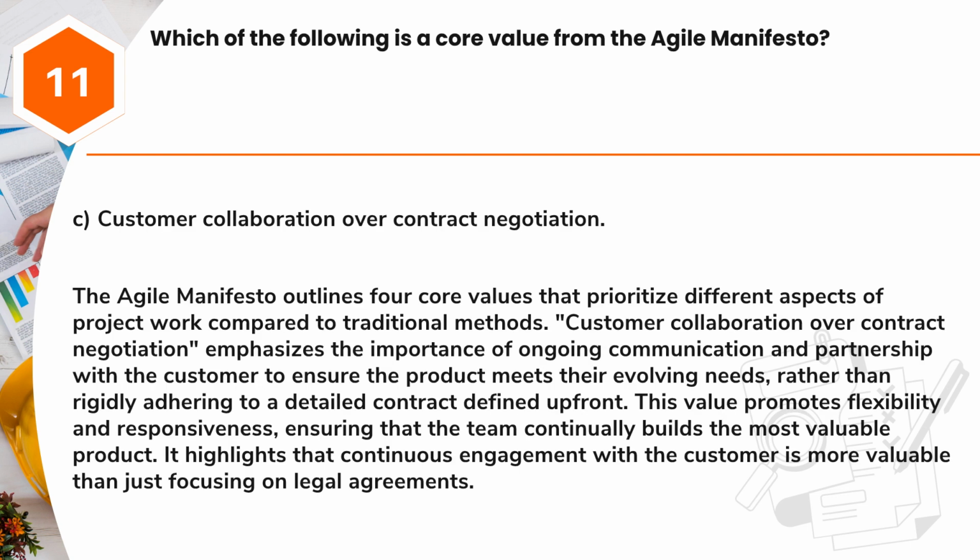Answer: C. Customer collaboration over contract negotiation. The Agile Manifesto outlines 4 core values that prioritize different aspects of project work compared to traditional methods. Customer collaboration over contract negotiation emphasizes the importance of ongoing communication and partnership with the customer to ensure the product meets their evolving needs, rather than rigidly adhering to a detailed contract defined upfront.